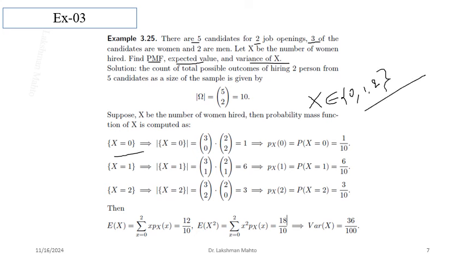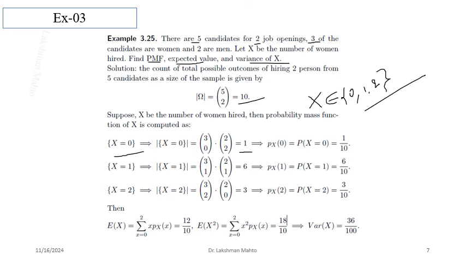So if x equals 0, what is the probability mass function at 0? How many possible selections are there for 2 jobs out of 5 people? It would be 5 choose 2, 10 possibilities. If x equals 0, that means both jobs went to men. Counting how it happens: 3 choose 0, 2 choose 2, the computation is equal to 1. So the probability mass function at 0 is 1 out of 10.